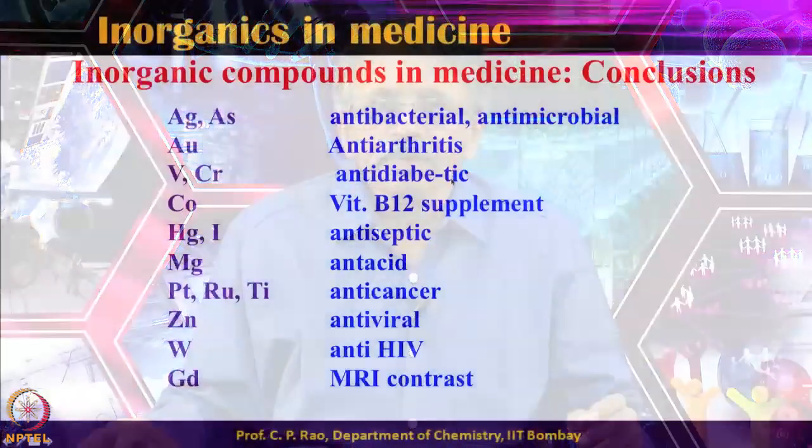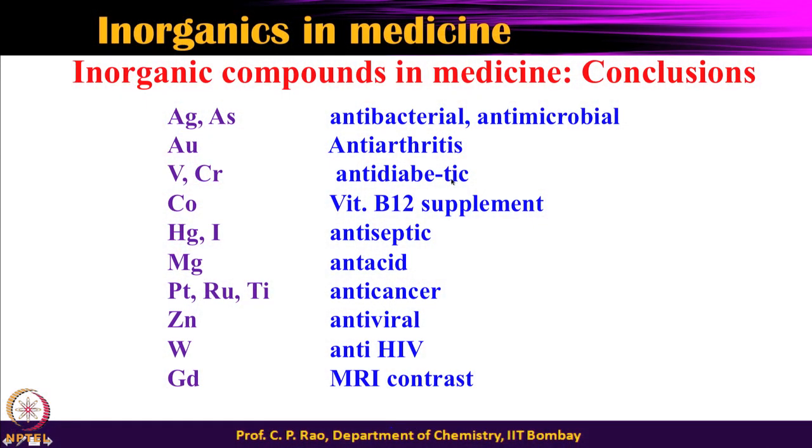I have shown you there are at least 30, 40, 50 different elements whose salts, ions as well as complexes are used as medicine. A few of them I would like to remind you by giving you this particular slide, which I had given earlier when I was giving the main lecture for this.